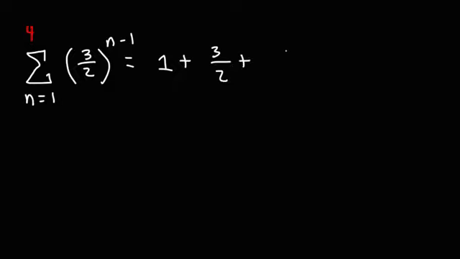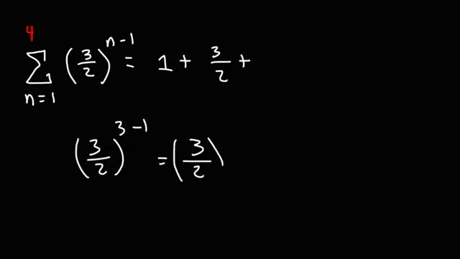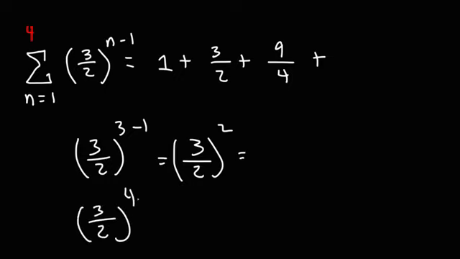When n is 3, this is going to be 3 over 2 raised to the 3 minus 1, which is 3 over 2 to the second power. 3 squared is 9, 2 squared is 4. When n is 4, we're going to have this. 3 to the third power is 27. 2 to the third power is 8.